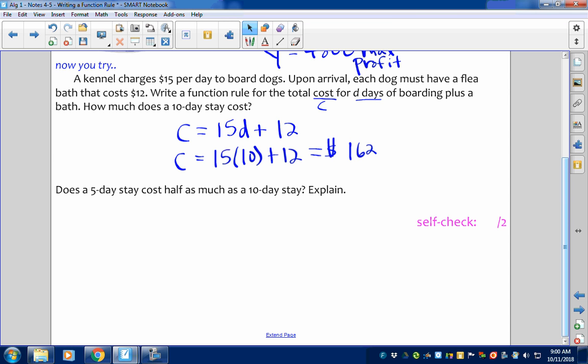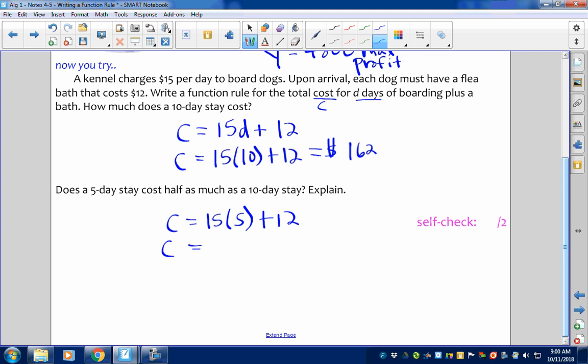So let's just check it here. The cost of a 10-day stay is $162. Let's see what the cost of a 5-day stay would be, and then compare it. So the cost of a 5-day stay is 75 plus 12, or $87. So the question is this: is $87 half of $162?